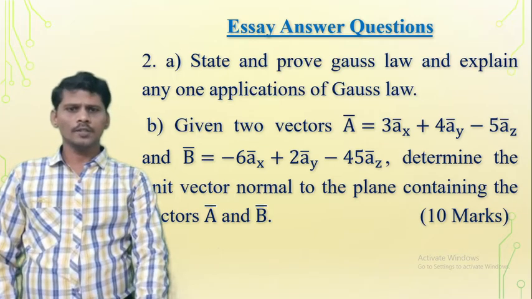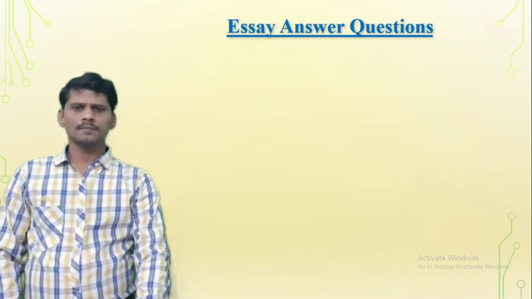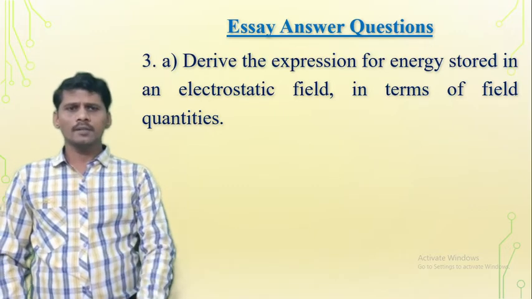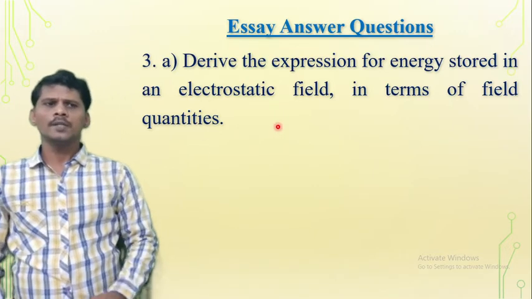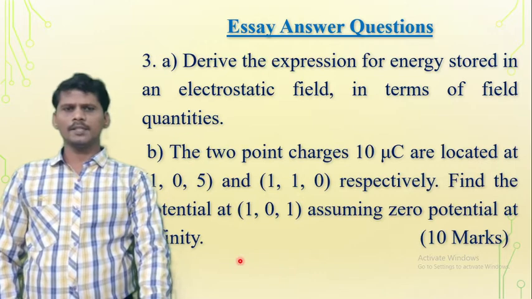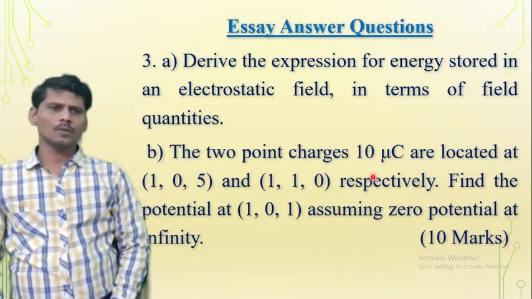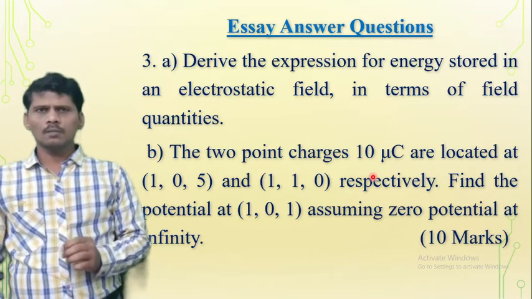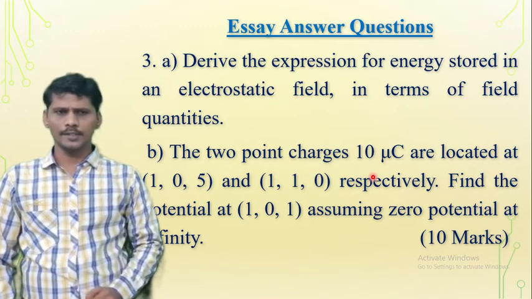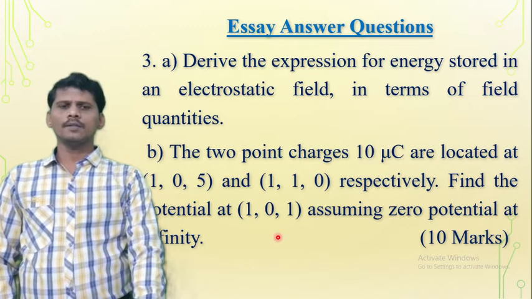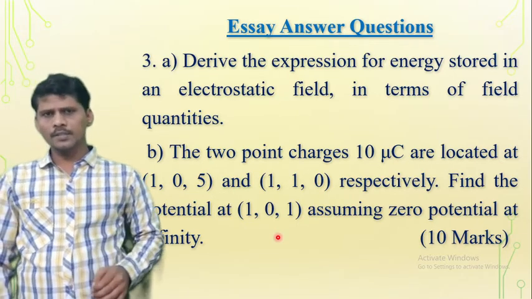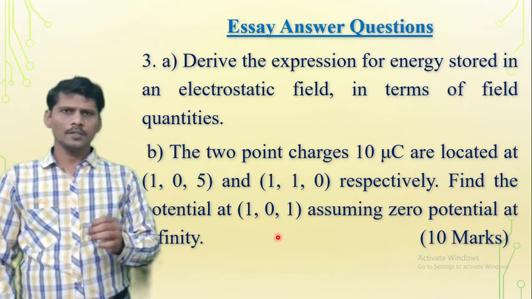And the choice question in this unit is: 3a, derive the expression for energy stored in an electrostatic field in terms of field components. And question number 3b is: two point charges of 10 microcoulombs are located at 1, 0, 5 and 1, 1, 0 respectively. Find the potential at 1, 0, 1, assuming zero potential at infinity. And this is a choice question in unit 1.